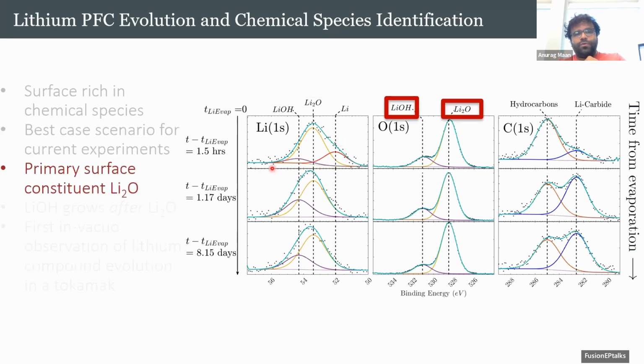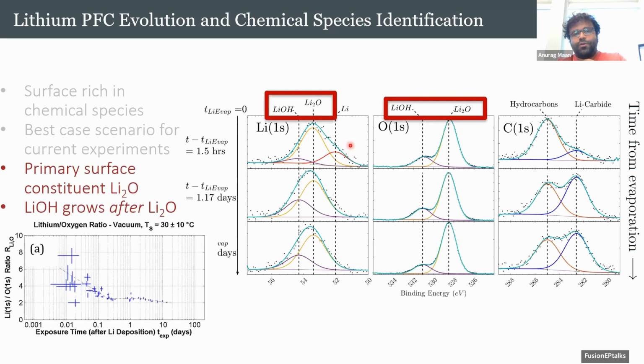In addition to that, you notice that the primary surface constituent is actually lithium oxide. That's the largest piece in the system. And you notice that as time goes on, this hydroxide peak increases. So this is actually fairly consistent with this data set, where as time went on, the surface gathered more and more oxygen, and as time went on further, the ratio of lithium to oxygen reduced and started dropping towards something less than 1, which would indicate hydroxide presence.